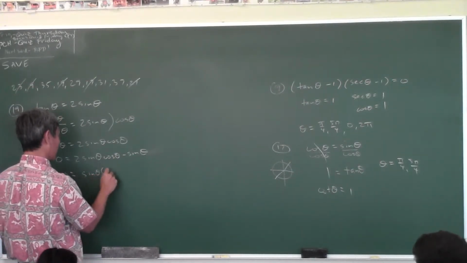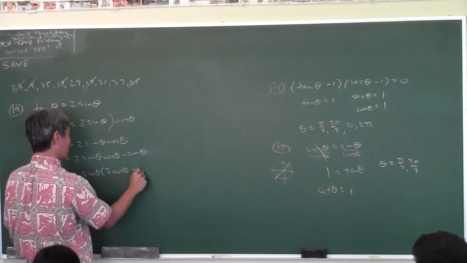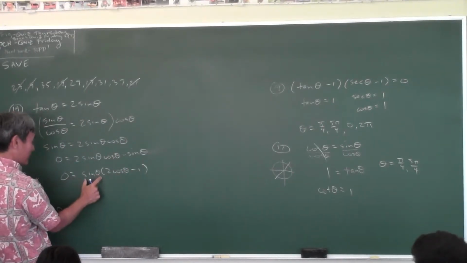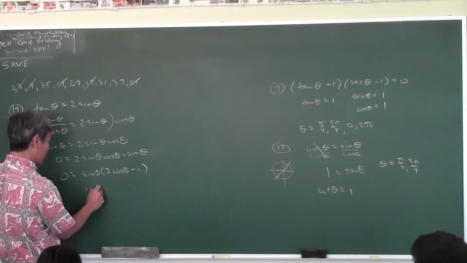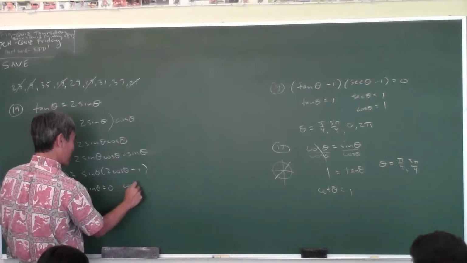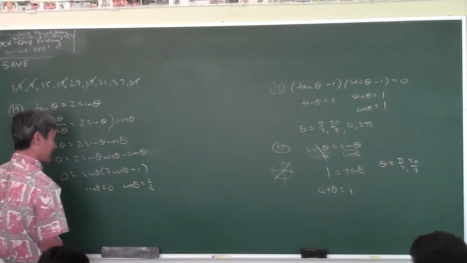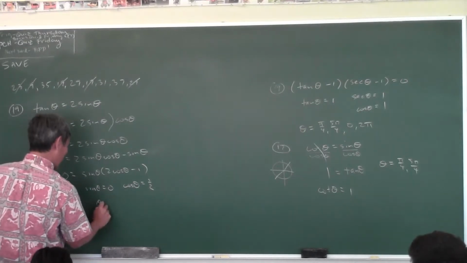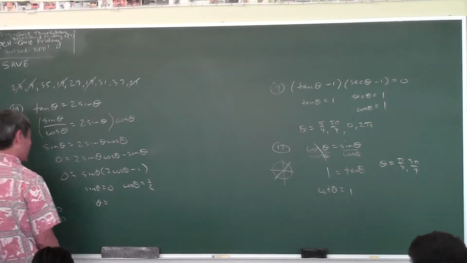Sine theta, and you get 2 cosine theta minus 1. And again, if something times something equals 0, either this one is 0, which means sine theta is 0, or this one is 0, which means cosine theta equals 1/2. And again, these are all numbers you're supposed to know. So sine theta is equal to 0. Where is sine 0?